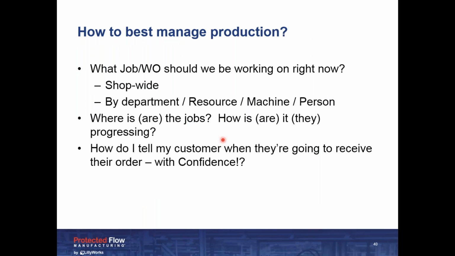So how best to manage production? Well, it's critical we're able to answer these questions, right? Applying these 3 principles and answering the questions that we've looked to scheduling to answer for us for so long. Really, which job should I be working on right now, shop-wide or in any work center? Where is the job? How is it progressing? Or all my jobs? And then how can I tell my customer with some level of confidence when they're going to be able to get their order?